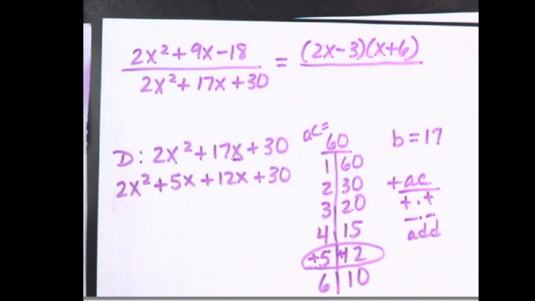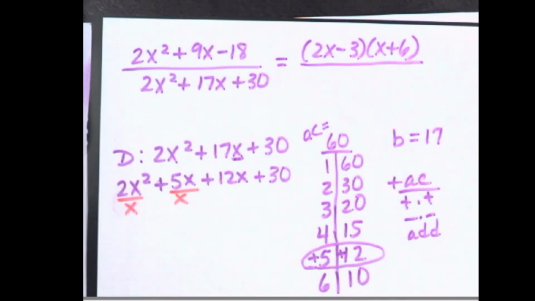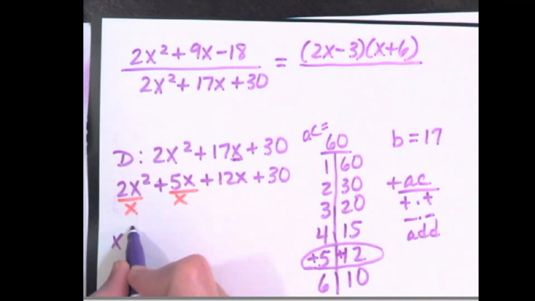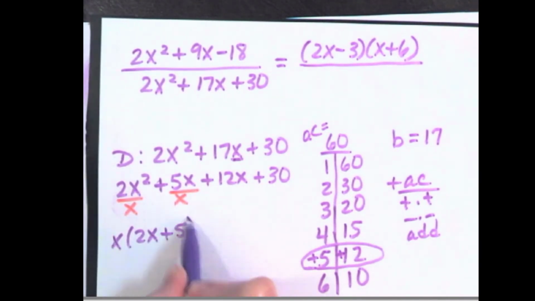So we're going to look at the first two terms. And out of 2x squared and 5x, I can take out an x. And that will leave me with 2x squared divided by x is 2x. 5x divided by x is 5.